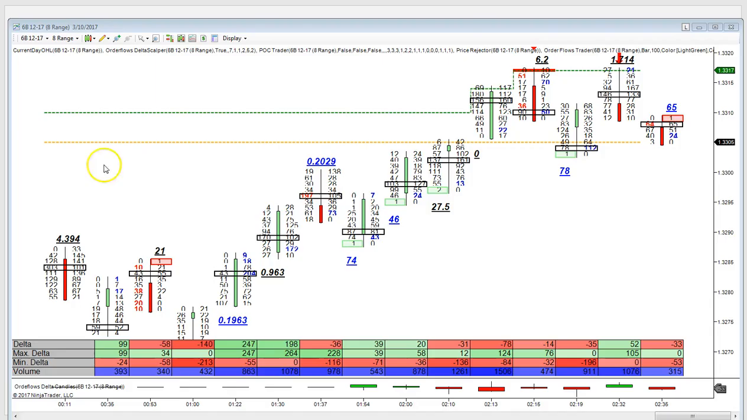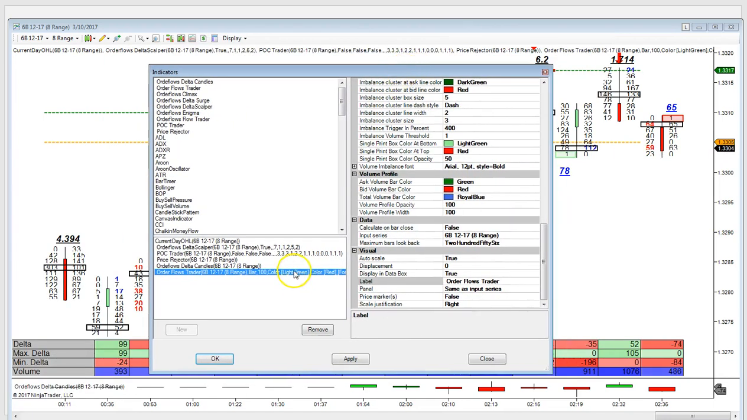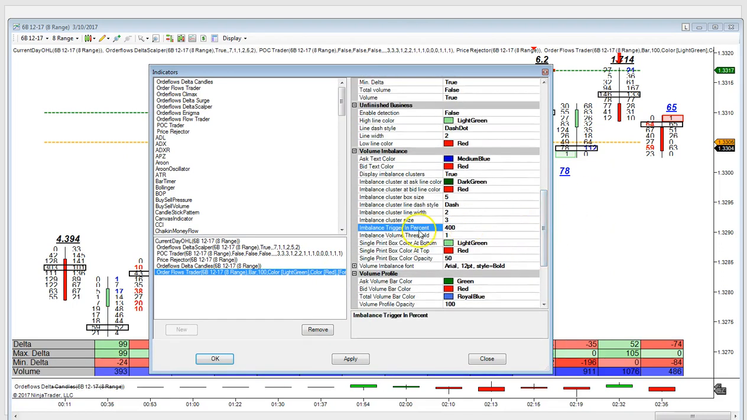And when you're talking about market imbalances, that's these numbers you see on the order flow chart, either red for a selling imbalance or blue for a buying imbalance. And on the Orderflows Trader, you can adjust it. You go to the Orderflows Trader when you pull up the indicator, and it's right here, 400. If you want to make it 300, you change it to 300. You want to make it 600, you change it to 600. You want to make it 1000, you can change it to 1000.